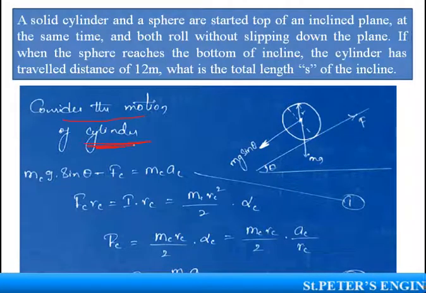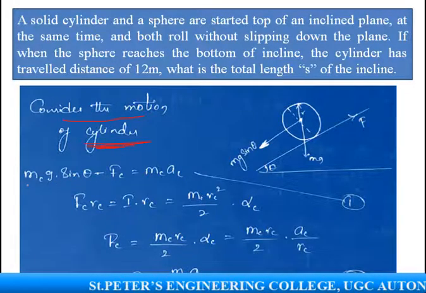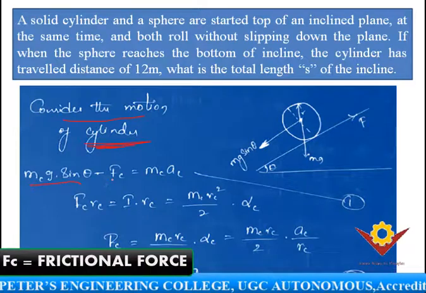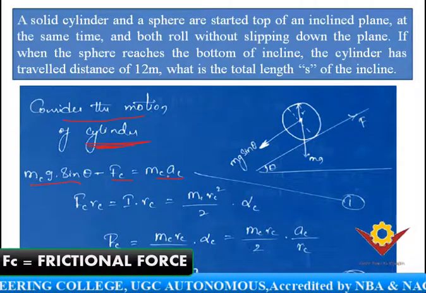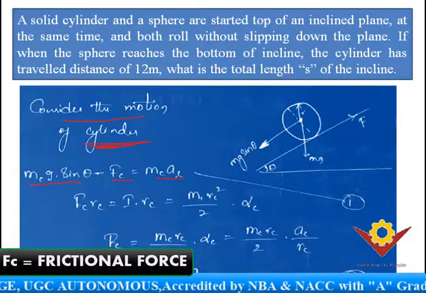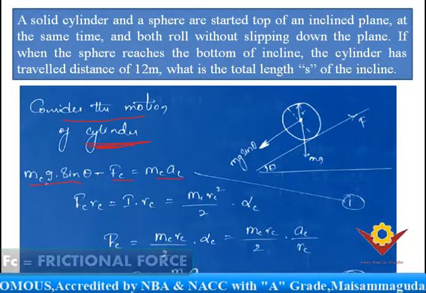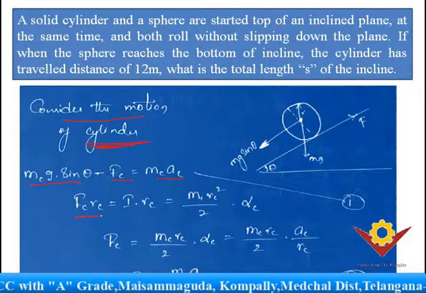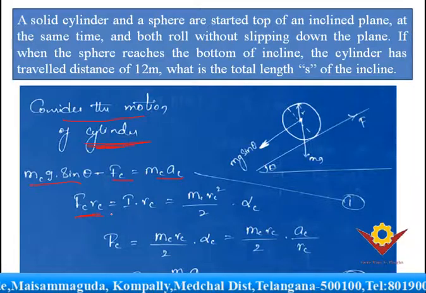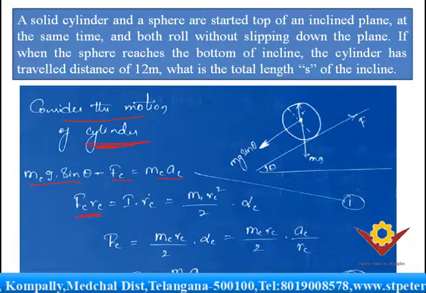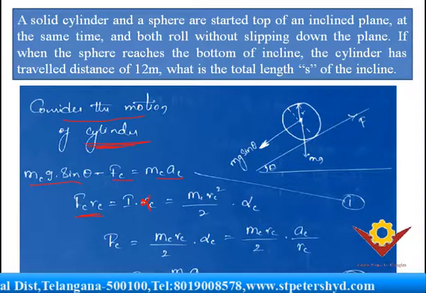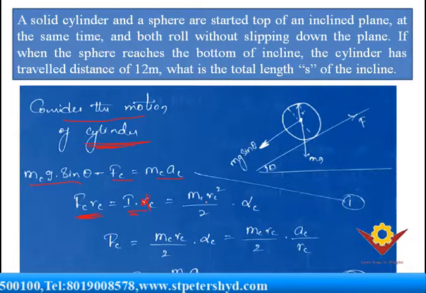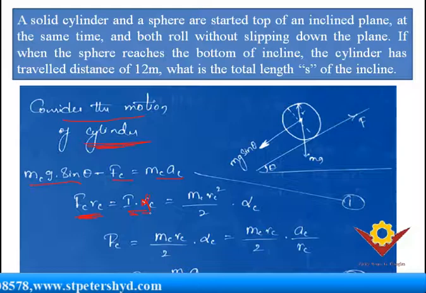Consider the motion of the cylinder. First we'll see the motion of the cylinder and later the sphere. Here the weight acts downwards and the friction force acts upwards for the cylinder, so mg sin theta minus Fc equals m c a c. These suffixes are for the cylinder: mass of the cylinder, force on the cylinder, acceleration of the cylinder. Now the force into the radius r equals I alpha. What is I? The moment of inertia, m r square by 2, and alpha is the angular acceleration.